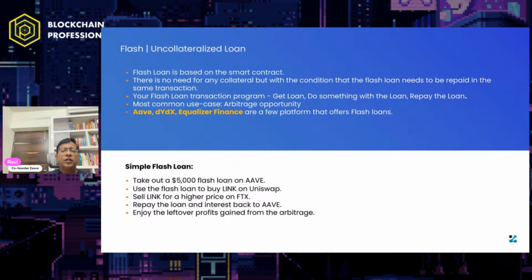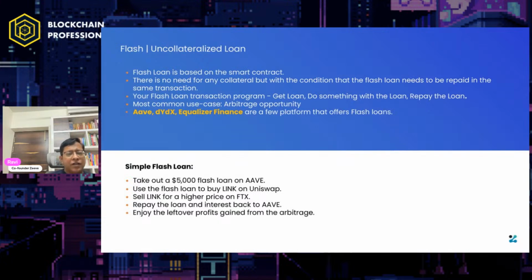So if you are able to take a loan, hold it for some time, do some set of transactions with that loan, and then repay the loan in the same set of transactions, in one single transaction from the smart contract perspective, then you can actually take a loan. So that is what a flash loan is. And today we see Aave, dYdX, and quite a few other platforms support flash loans.